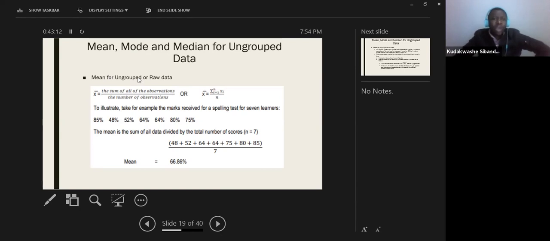How to calculate the mean for ungrouped data. What you do is you find the sum of all observations, then divide by the number of observations, right? So let's look at this illustration.